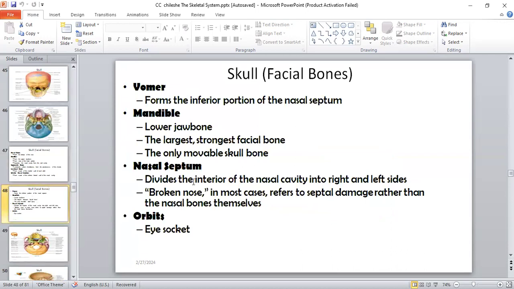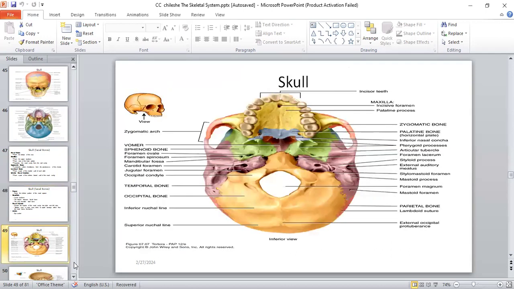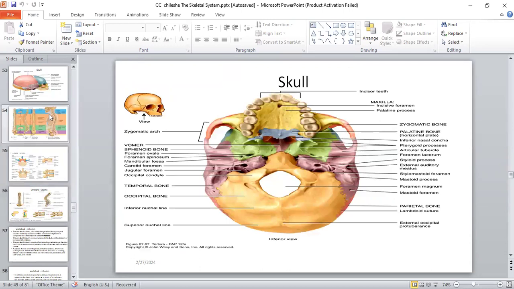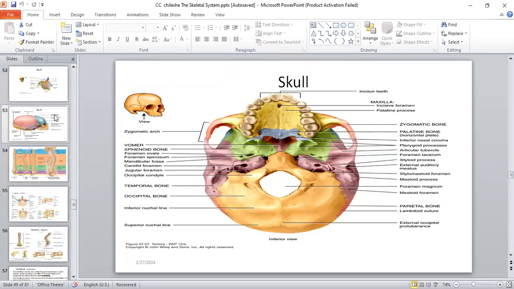And then we have the nasal septum. This one divides the interior of the nasal cavity into right and left sides. In most cases, when you have a broken nose, you are referring to damage of this septum. And then the other thing that you would want to take note of is the orbits. When someone says orbits, we are talking about the sockets of the eyes.